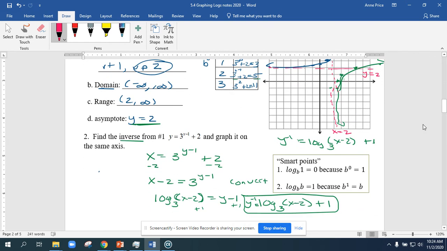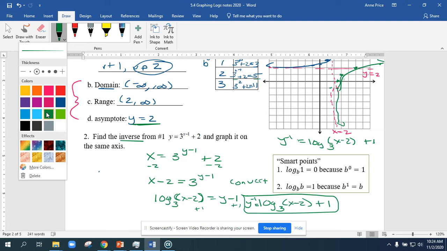Okay, so that's going to be our function. Our green function is going to have the domain, range, and asymptotes right up here all switch for our inverse function because of the inverse relationship.